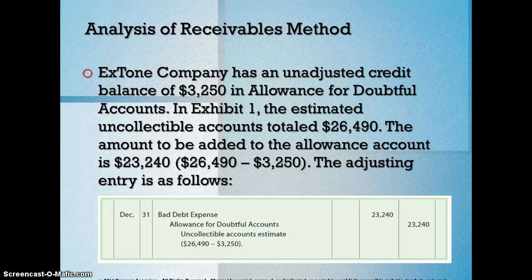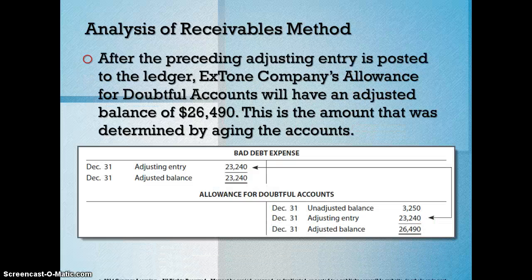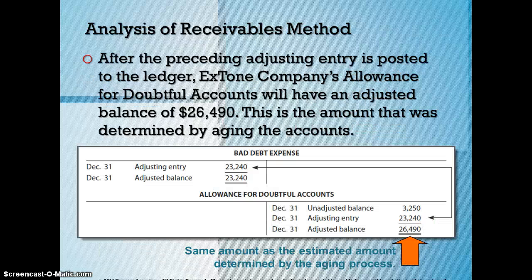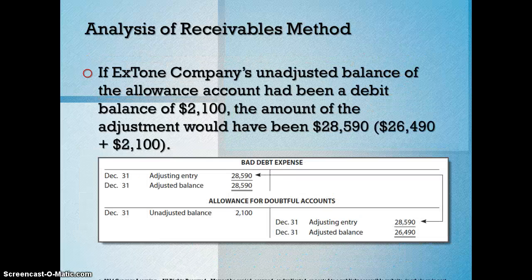Under the analysis of receivables method, we are concerned with what the current balance is. If we had had a debit balance, then we would need to add them together.